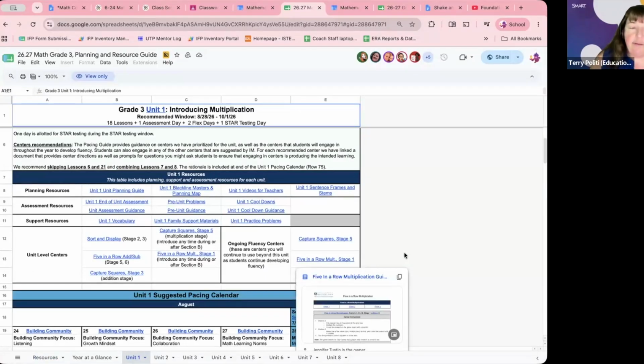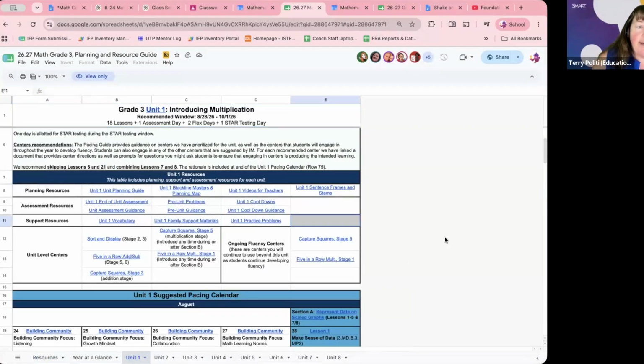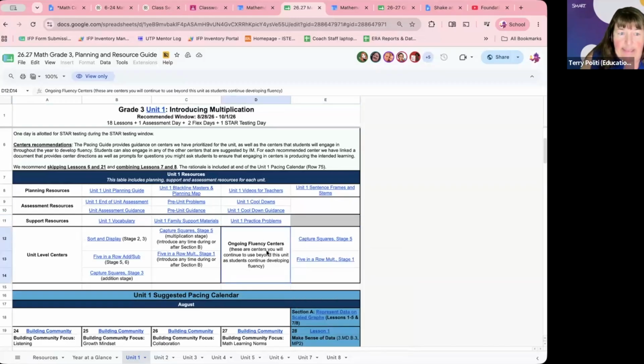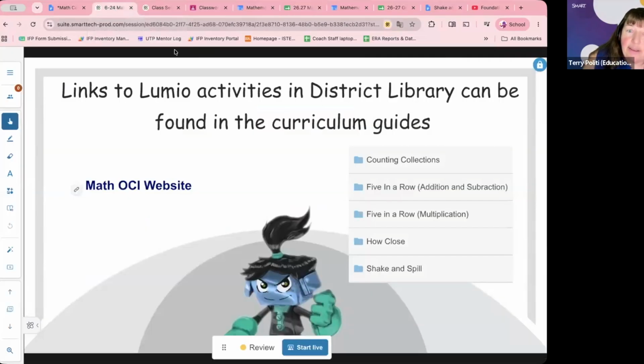Inside of Unit 1, you're going to go down to where it says Unit Level Centers or Ongoing Fluency. From one of those, this is where you're going to pick either counting collections, 5 in a row addition or subtraction, 5 in a row multiplication, how close, or shake and spill. I'm going to ask you to click on that to bring up that guidance documentation.